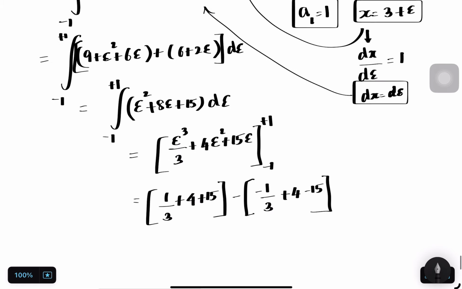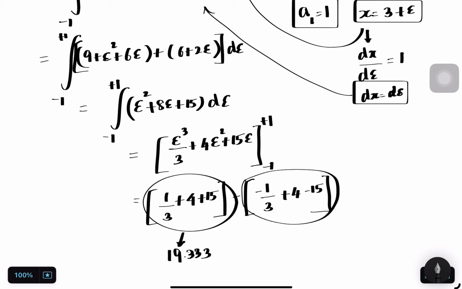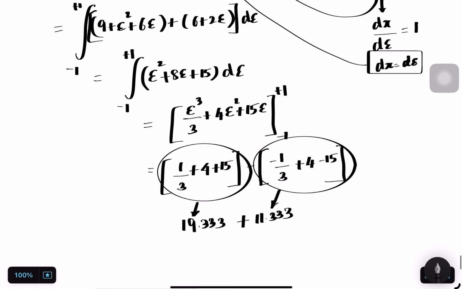So if I simplify this term, I will be getting 19.333. You can just check it through. And if I simplify this term, I'll be getting 11.333. Of course, it's going to be plus sign. So if you just solve this, you'll be getting 30.666. That is the answer. Now, how do we know this answer is correct?